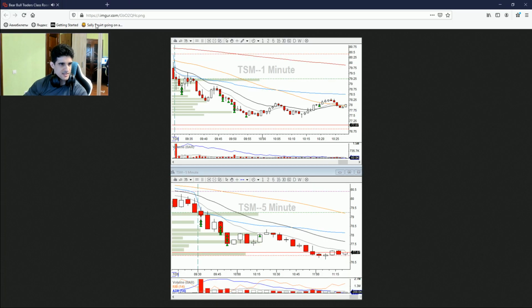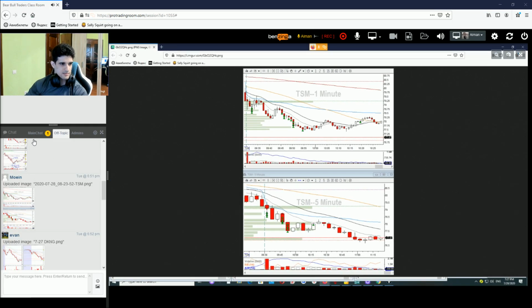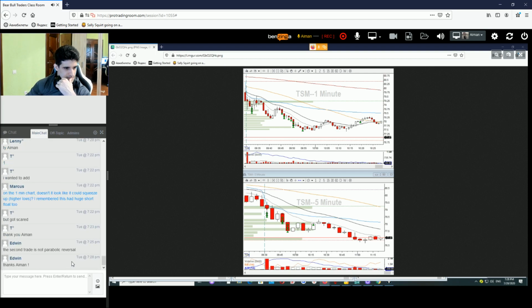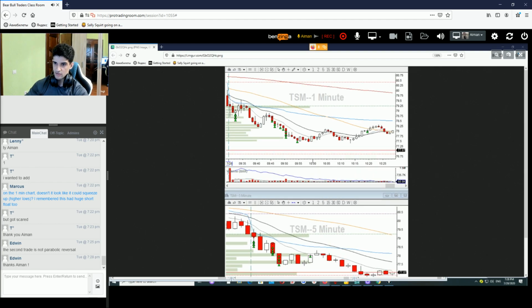Mu'in, let's see what you traded. You traded TSM, 1 minute open range breakout, and then sort of 3 bar setup or a reverse ABCD pattern after confirmation candles.